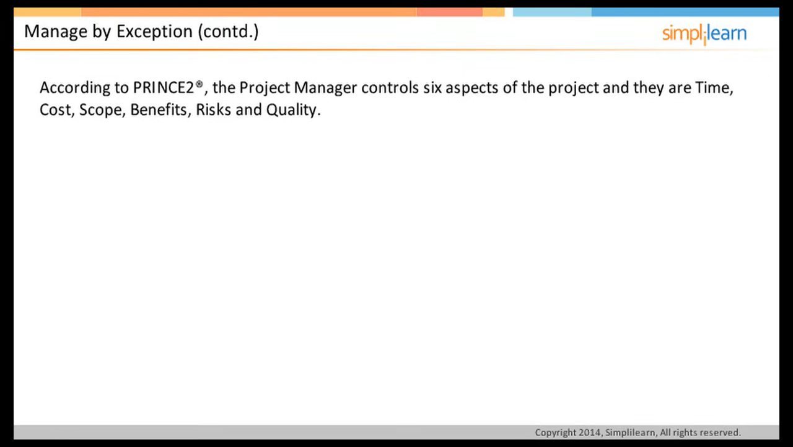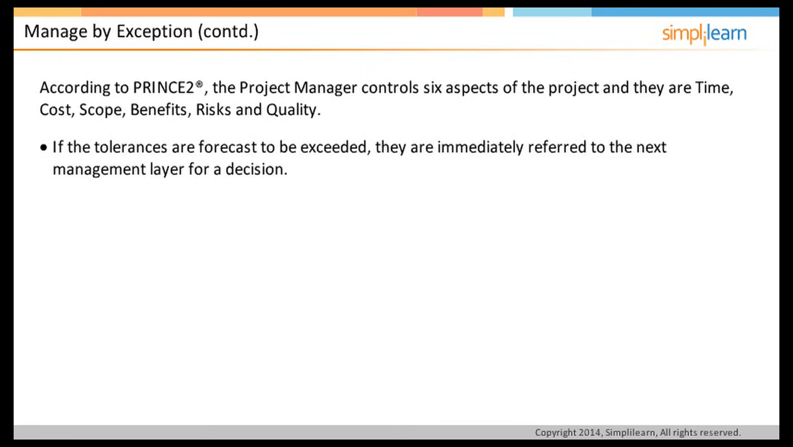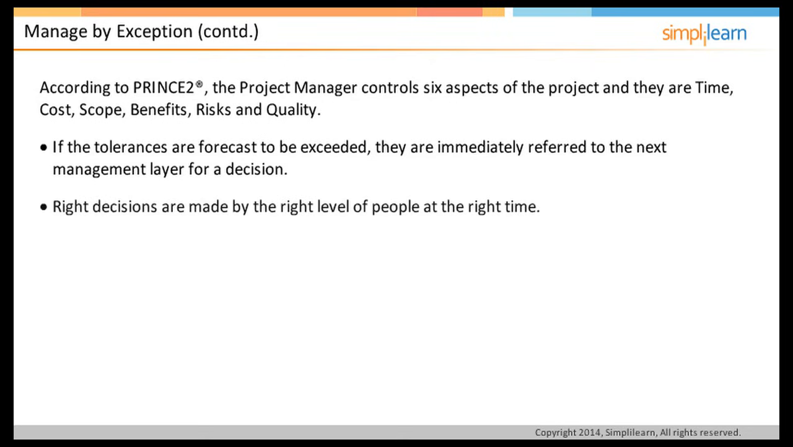It also refers to limits on any individual threat, for example, a threat to operational service. Quality: plus or minus degrees of a quality target, for example, a product that weighs a target of 300 grams with an allowed -5 grams to +10 grams tolerance. By setting up controls, if those tolerances are forecast to be exceeded, they are immediately referred to the next management layer for a decision. This ensures that the senior management time is used aptly and the right decision is made by people at the right level at the right time.